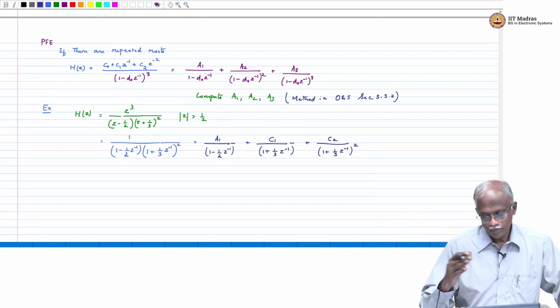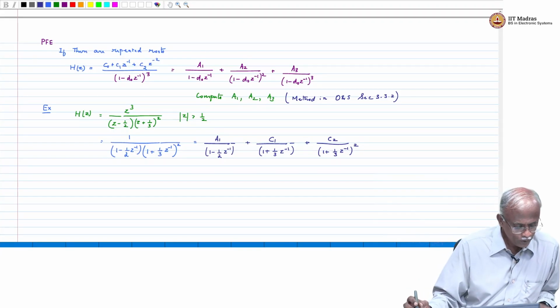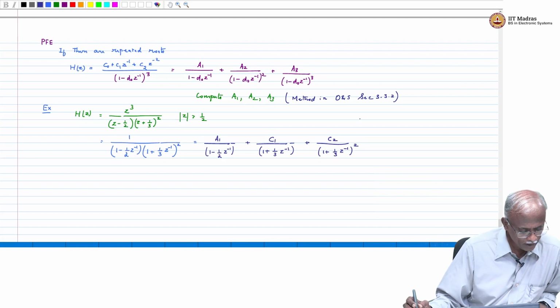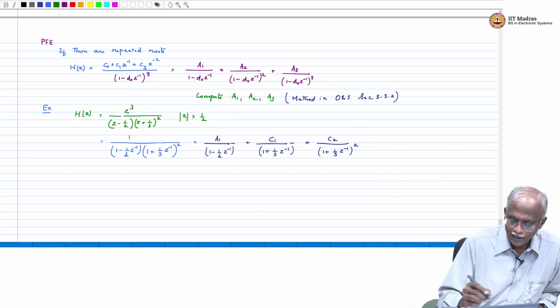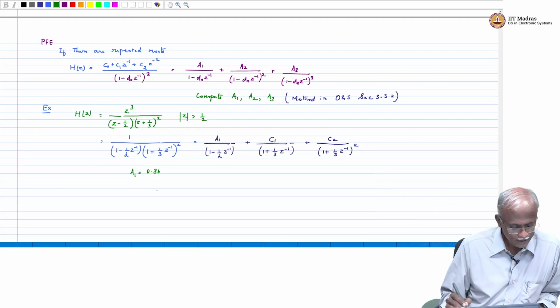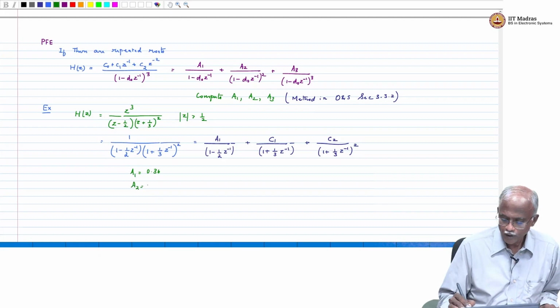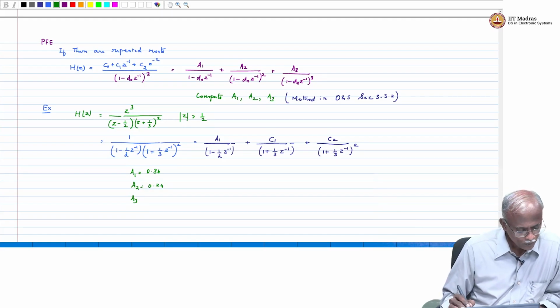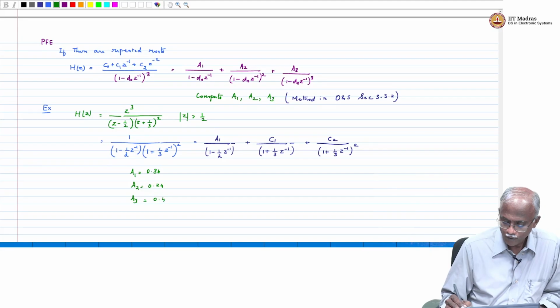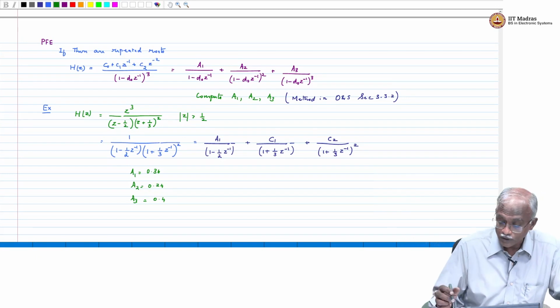Either through direct simplification or through the method in Oppenheim and Schafer, I would like you to verify the following results: a1 equal to 0.36, a2 equal to 0.24, and a3 equal to 0.4. Oh, c1, c2. Sorry.